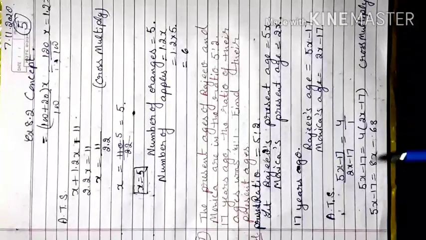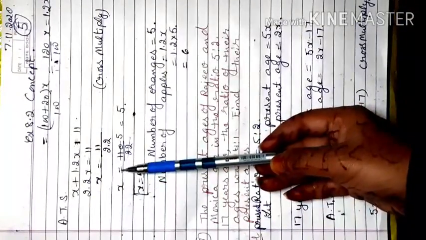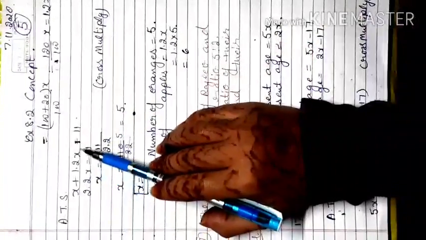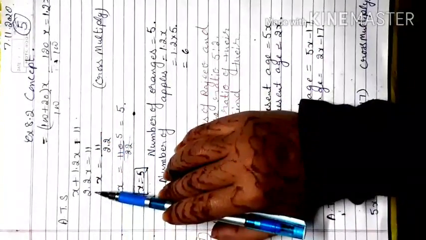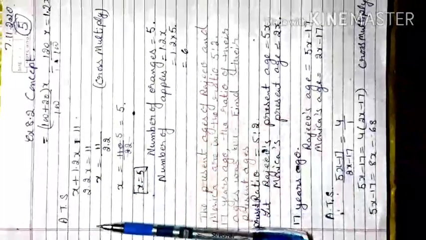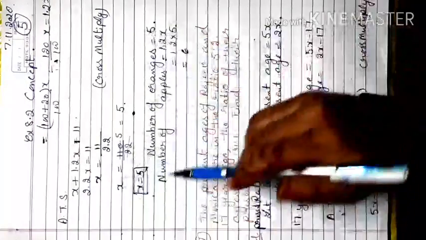Also here you can either take the LCM or go with the decimal, or you can go with 12 by 10 x. Then x plus 1.2x is equal to 11. After addition, 2.2x is equal to 11, x is equal to 11 by 2.2. After cross multiplying, we get the x value as 5. X is equal to 5.